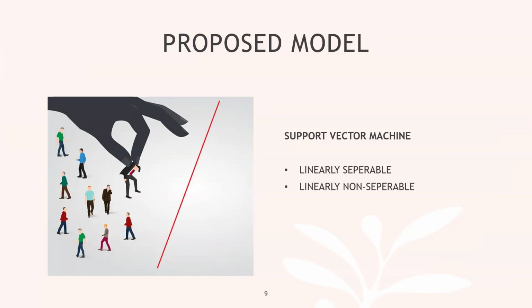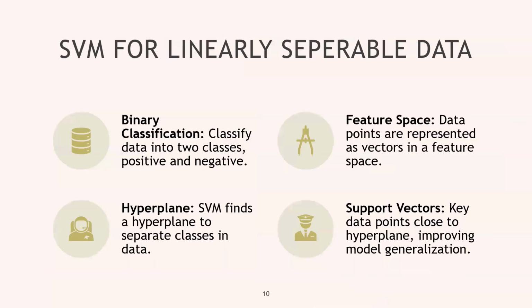So, the data can be of two types. The first one is linearly separable, where the data can be easily separated, and the second one is linearly non-separable. We're going to discuss it more in the coming slides. So, coming to the first data structure, which is linearly separable data.